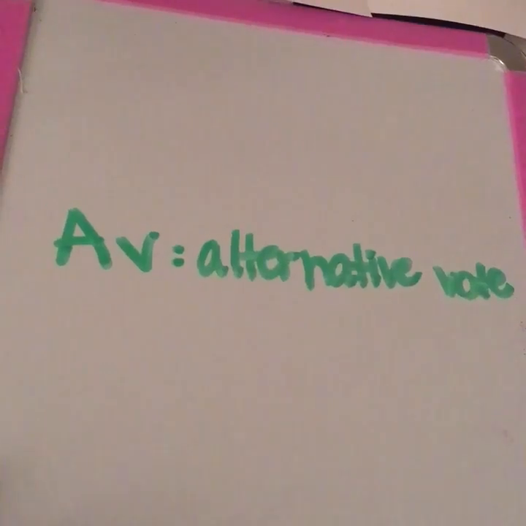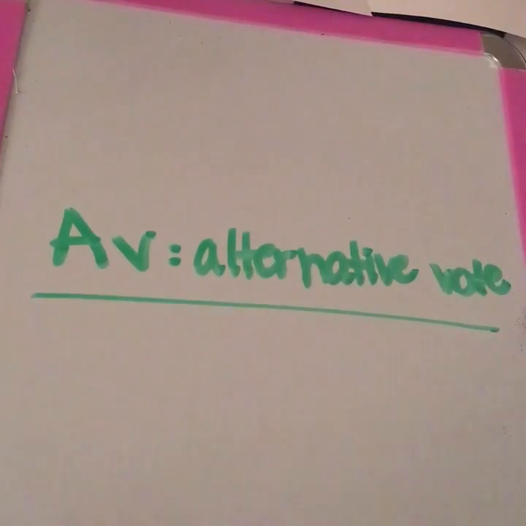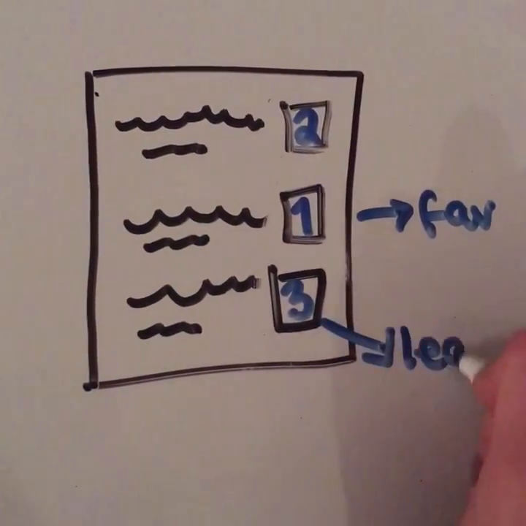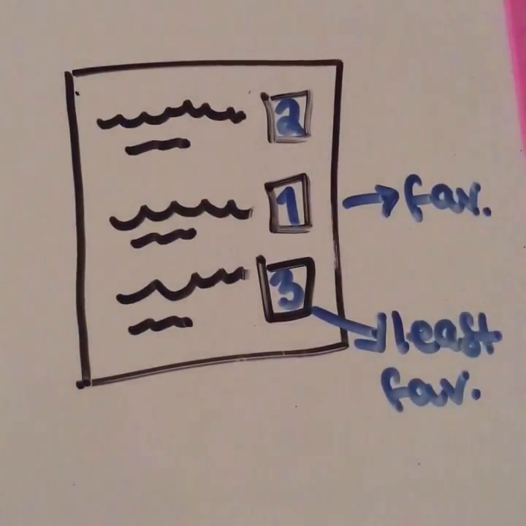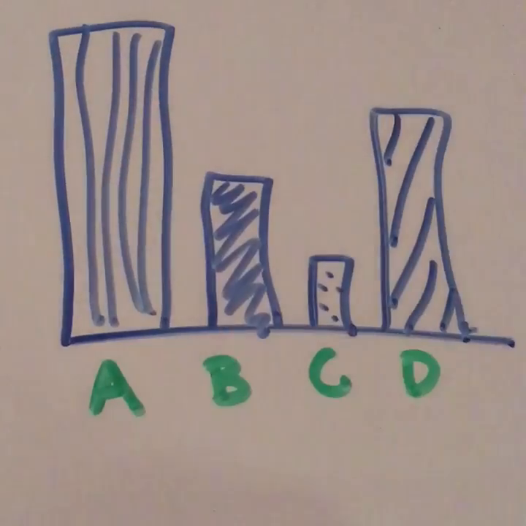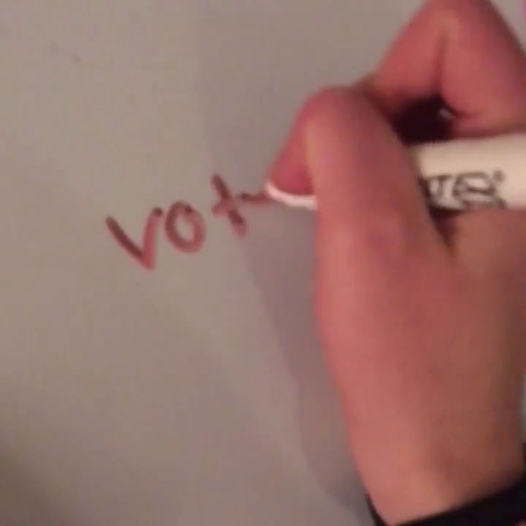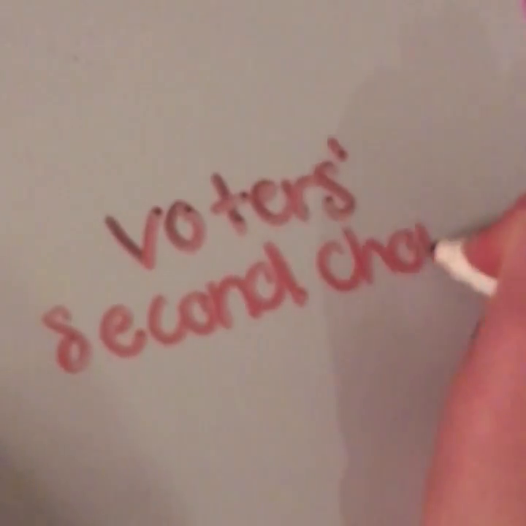Starting off, AV, or alternative vote, is an alternative electoral system. This is where voters rank candidates from their favorite to their least favorite on a ballot. This way, as the candidate with the least amount of votes gets eliminated each round, their votes are then distributed to the voter's second choice.